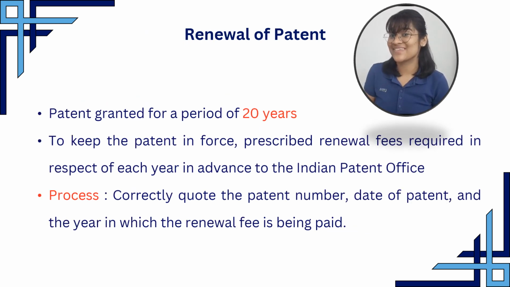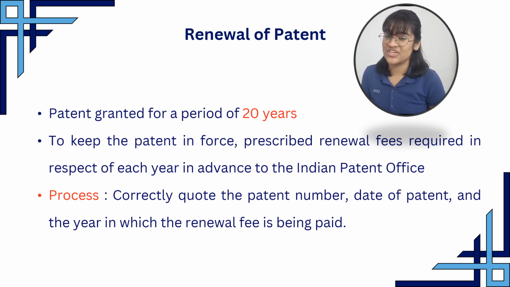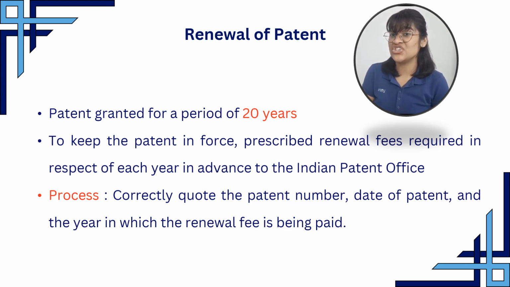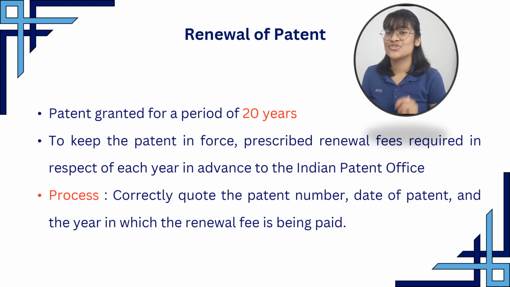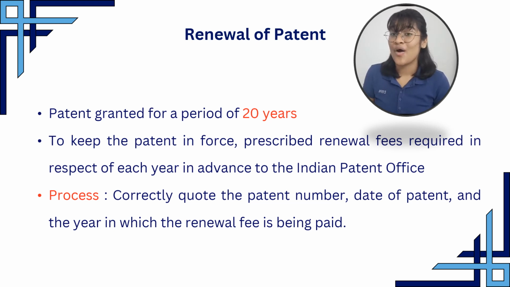Even though patent is granted for a period of 20 years, you can get your patent renewed before the expiry of 20 years. In order to get your patent renewed, you need to pay patent renewal fees with respect to each year in advance to the Indian Patent Office. Along with the fees, you will have to give the information of patent number, date of patent, and the year with respect to which you are paying the patent renewal fees.